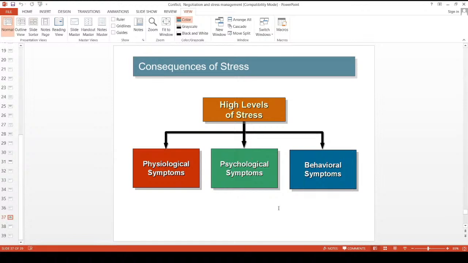Now again class, as I discussed earlier, a particular level of stress may be helpful for the organization and the individuals in order to boost up their performance. But whenever that stress goes beyond that level, it will be dangerous for the organization as well as for the individuals. This level of stress may create different symptoms like physiological symptoms, psychological symptoms, and behavioral symptoms.